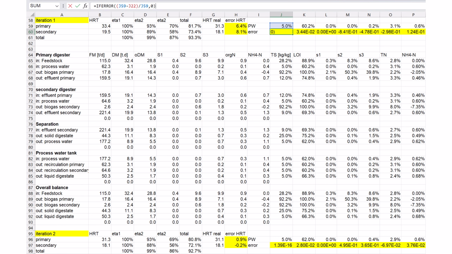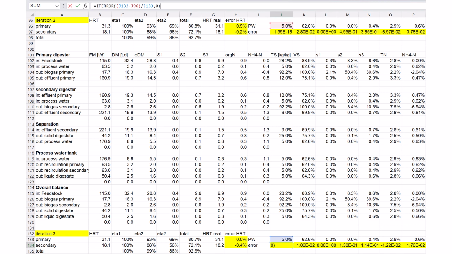The iteration number is shown in the upper left cell. I simply scroll down in the Excel sheet. The residence times are updated again, from 33.4 to 31.3 days for the primary and 19.5 to 18.1 days in the secondary digester. The error is only 6 and 8% after one iteration. We can also compare the new process water composition to the old values. The errors are quite large to begin with. The largest error is 84% for substrate fraction 2.